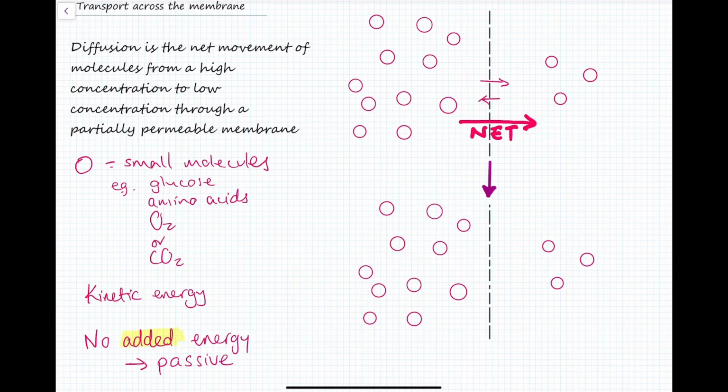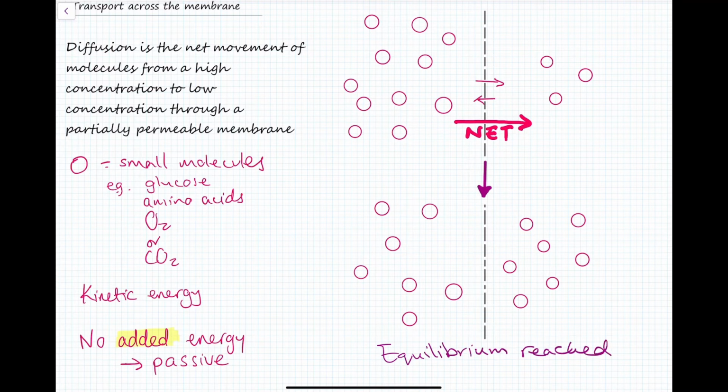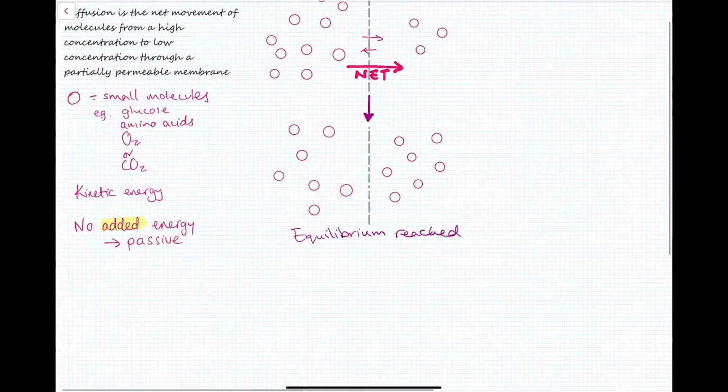There are more molecules on the left-hand side of the diagram than there are on the right. This means that the molecules will move from the area on the left, which has a higher concentration, to the area on the right, which is at a low concentration. This will continue until an equilibrium has been reached. An equilibrium simply means that both sides have approximately the same concentration of molecules on either side.